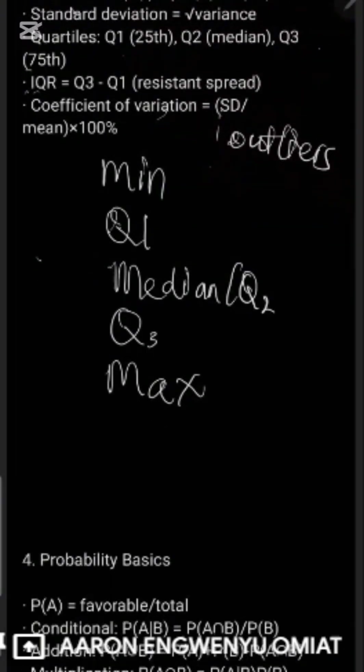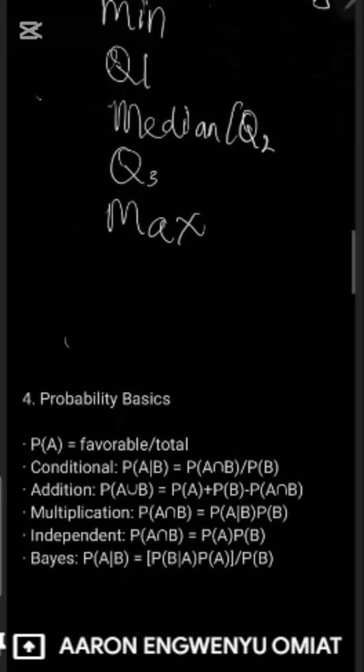For example, if we are to plot data and you find that the data is moving like this, then suddenly it drops down, this last value is an outlier. Or if you are plotting points on a graph and you have points like this, then suddenly one value is so high, this is an outlier.